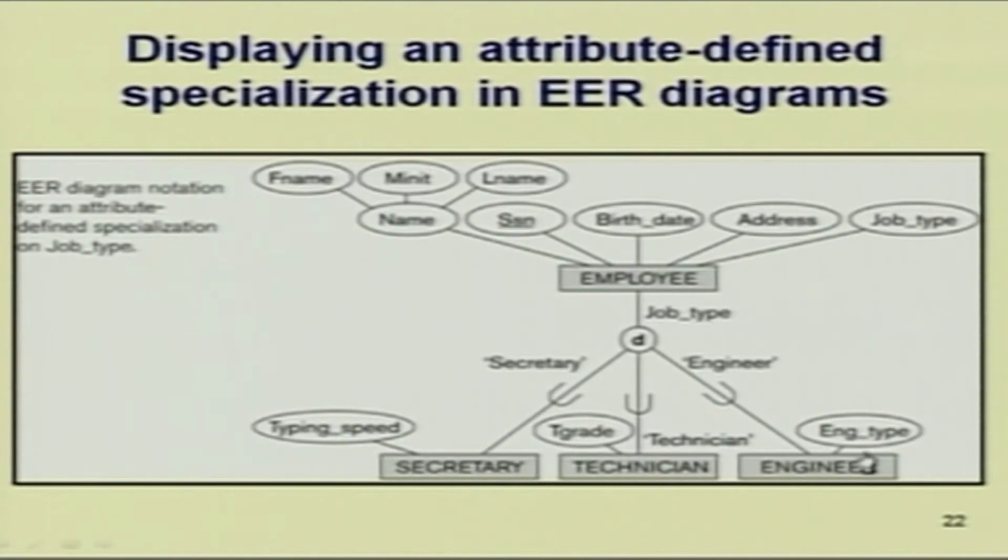This we have already seen before, that this employee superclass has three subclasses, secretary, technician, engineer. They are all disjoint and it is not total participation, there are other employees also. But the value of the attribute job type is defining whether it goes to this subclass or this subclass. So, which subclass the entity goes to is decided by the value of the attribute.